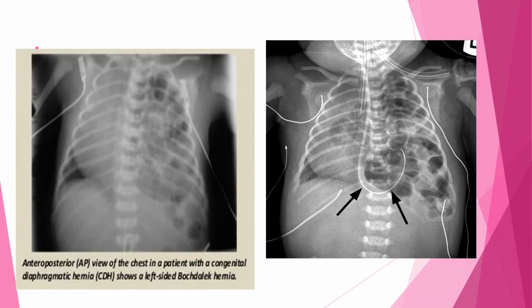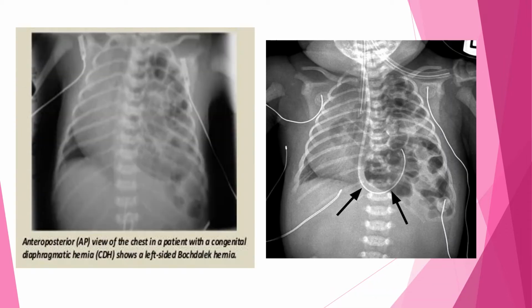This is a chest X-ray of a newborn with congenital diaphragmatic hernia. As you see on the image on the right side, a nasogastric tube is recoiled back into the thorax after entering the lower abdomen. This is due to the herniation of abdominal contents through the diaphragmatic defect into the chest.